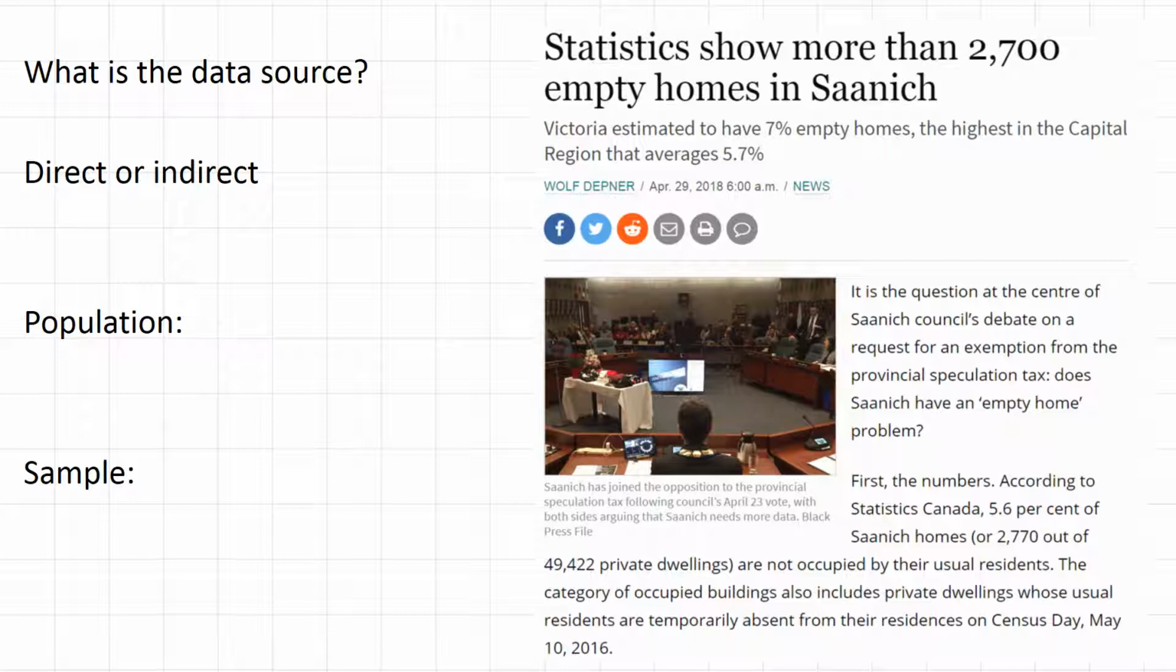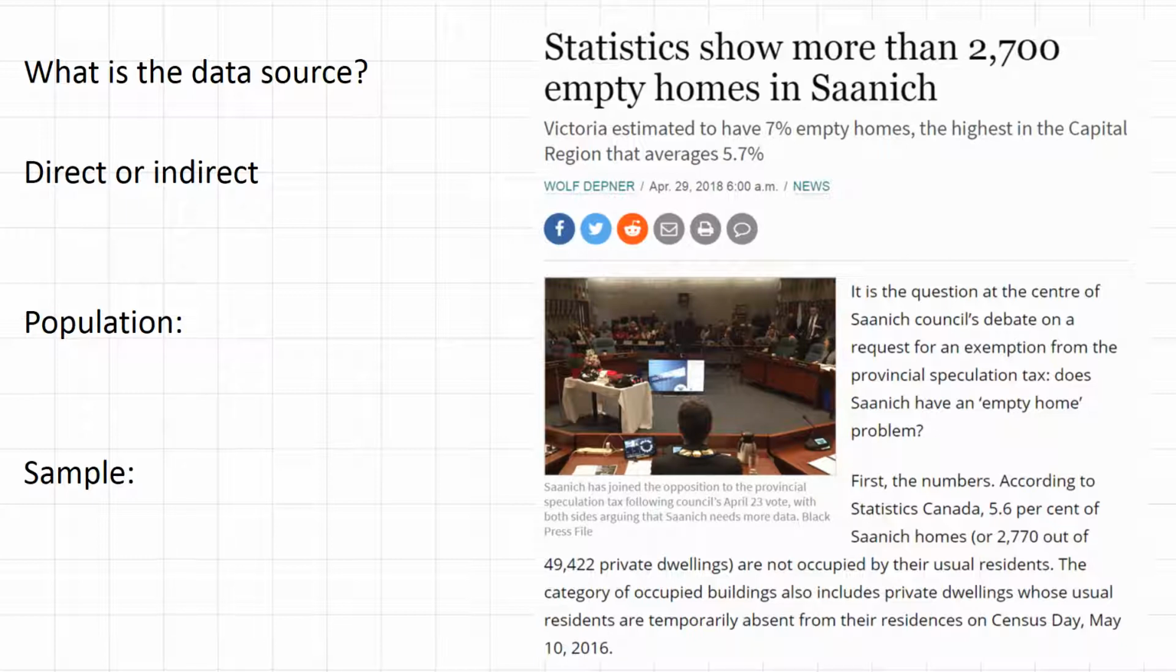So we're going to be taking a look at statistics in the news, and we want you to be able to read an article or read a headline and figure out what the data source is. Is it direct or indirect? Identify the population and figure out if a sample is used. So in this one, it talks about the statistics and how it shows that there's 2,700 empty homes in Saanich. So I want you to pause the video and read the first two paragraphs of the article to see if you can pick out the data source and the population and whether a sample is used.